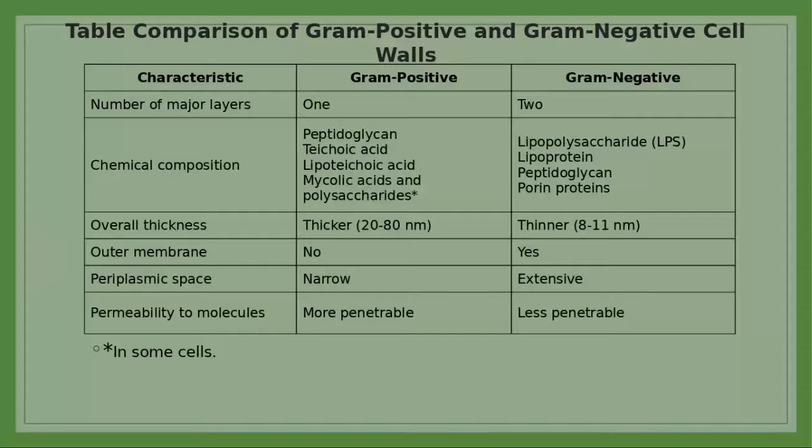This is another comparison in the table. Again, this is the cell wall. The number of layers of gram-positive is only one, which is a really thick peptidoglycan. Gram-negative has two, which are the outer membrane and a thin peptidoglycan.